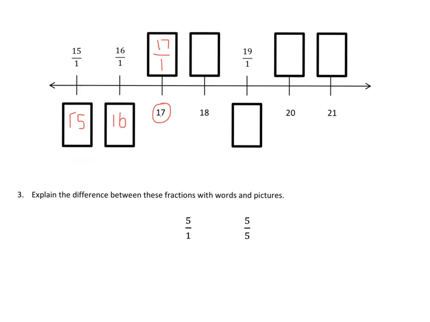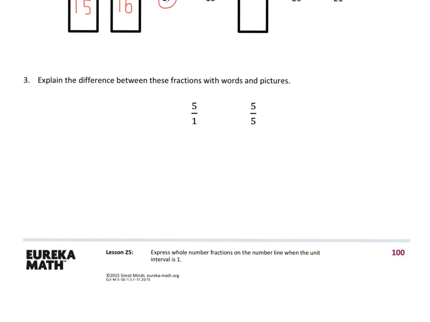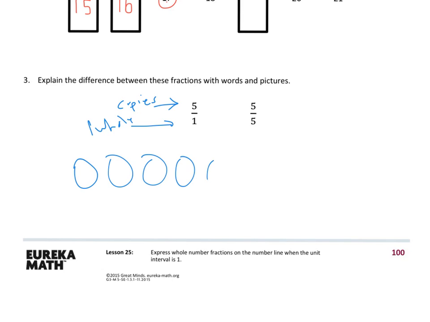So after you finish that up, we have number 3 that says explain the difference between these fractions with words and pictures. I know that this means 5 copies of 1 whole. So I'm going to draw 5 one wholes. And I'm going to shade them in to show that they're shaded copies of 1 whole.